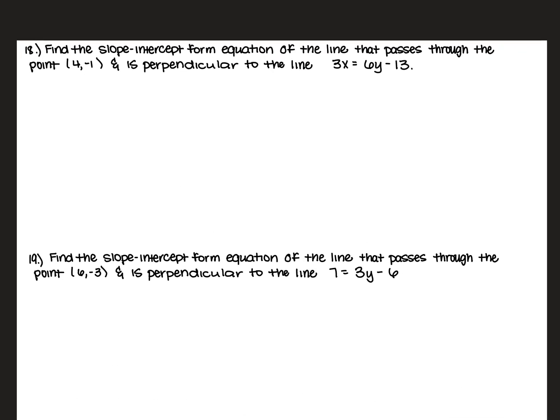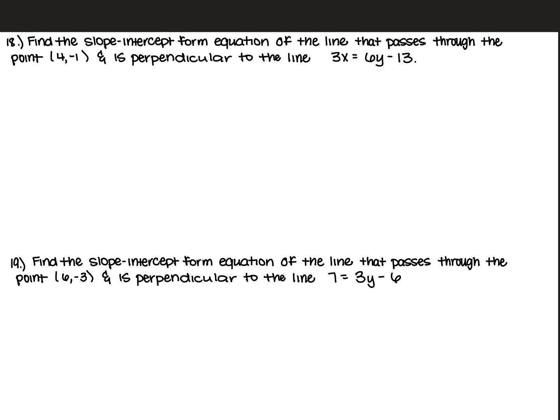For your next problem, it tells you to find the slope-intercept form equation of the line that passes through the point (4, -1) and is perpendicular to the line 3x = 6y - 13. So perpendicular slopes, remember, are opposite and reciprocals.